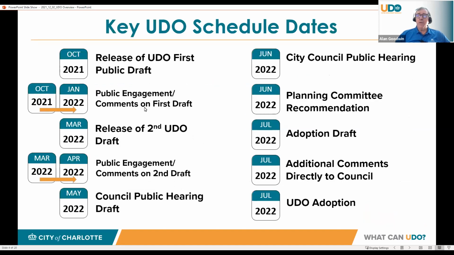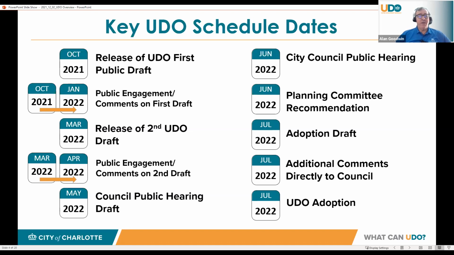So I want to go through what our current schedule looks like for where we go from here. We released the first draft of the UDO in October. We are in the middle of our public engagement period. We're collecting comments, we're having meetings, we're getting feedback on the first draft, and we'll be doing that through January. Then we'll take the comments and feedback and we will create a red line version, a second draft of the UDO, where you'll be able to see whatever changes may have been made between the first draft and the second draft based on the feedback that we've received.